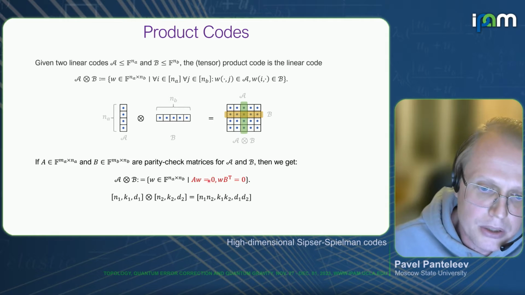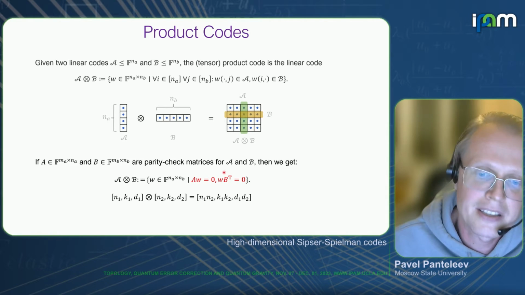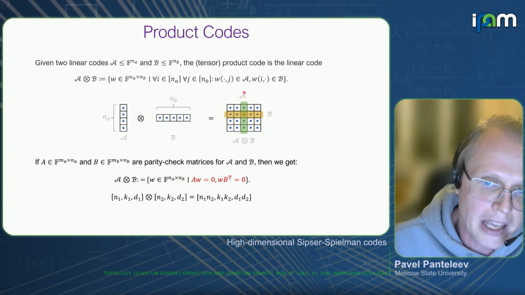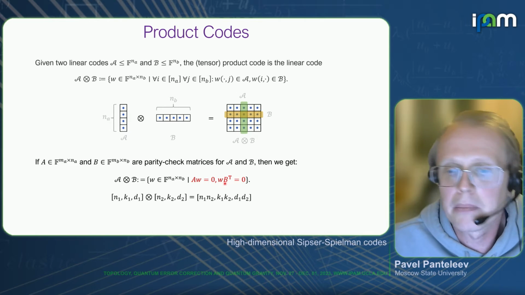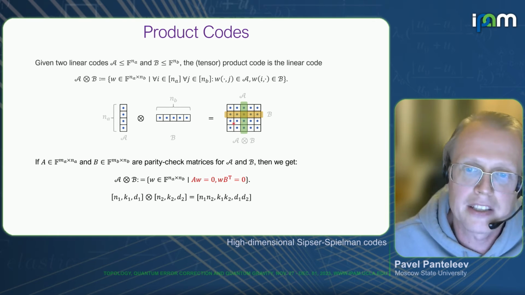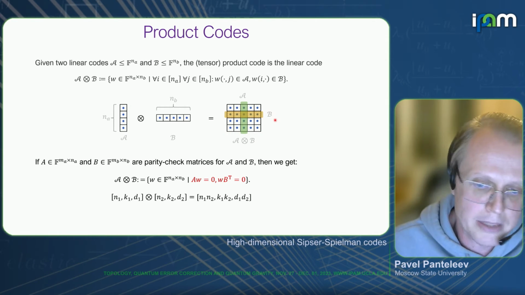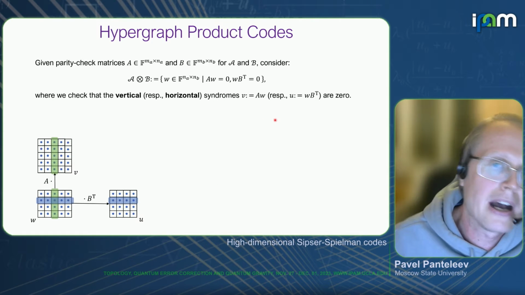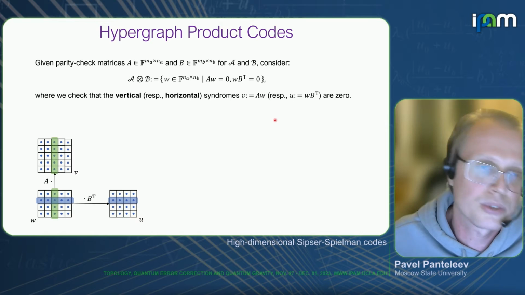And if we get a zero, it means that matrix A is a parity check matrix for the code A. And we can do the same by multiplying by the transpose of matrix B from the right. In this case, we check that each row is from the code B. Why am I discussing this? Because this is very related to quantum codes, as we will see.